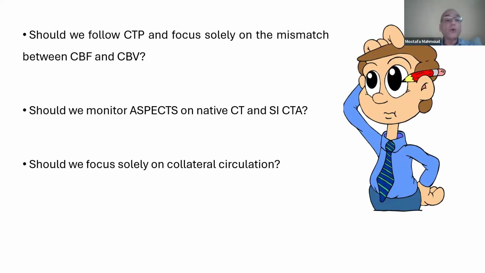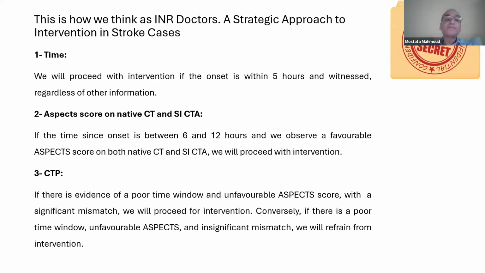So, should we follow the CTP and focus solely on the mismatch between the CBF and CBV? No, especially in the first 6 hours. Should we monitor the ASPECTS on the native CT and the source image CTA? It is not a sin to depend on the ASPECT score on the native CT. I'm just reminding my respected colleagues that Mr. Clean was depending only on a native CT. So should we focus only on collateral circulation?